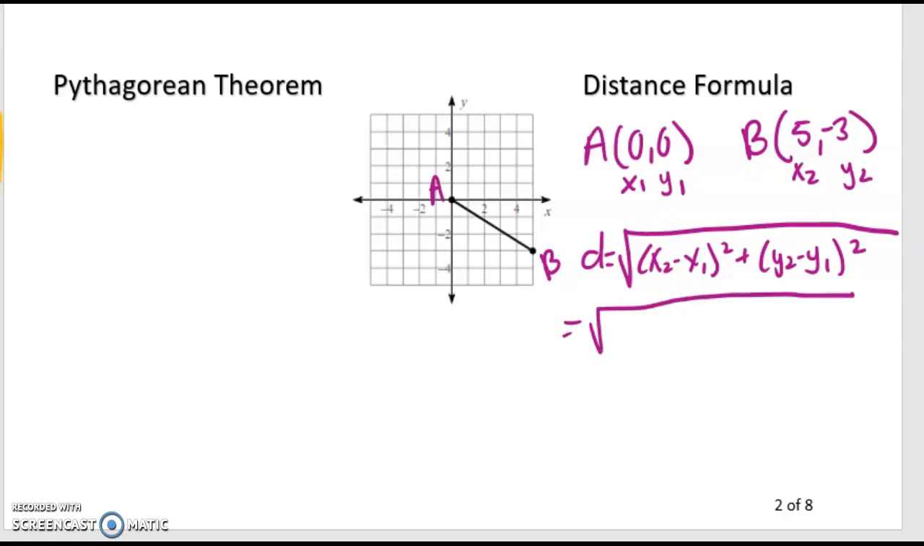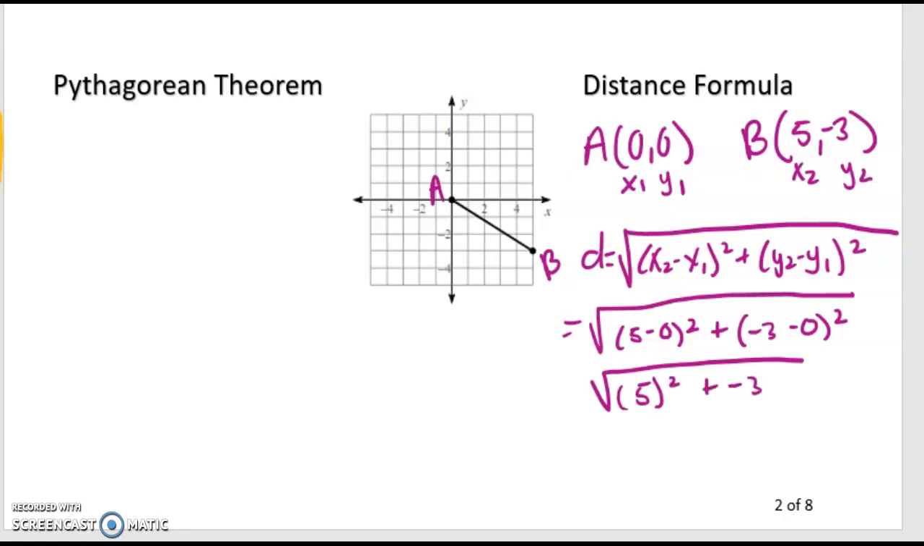So x2 is 5, x1 is 0, so 5 minus 0 squared, plus y2, which is negative 3, minus 0 squared. All right, and I'm just going to keep on simplifying. So this would become 5 inside the parentheses squared plus negative 3 inside the parentheses squared. And I wanted to keep the negative 3 in the parentheses because anytime you square a negative number, it's going to become a positive number. So 5 squared is 25, 3 squared is 9, and that will give me the square root of 34.